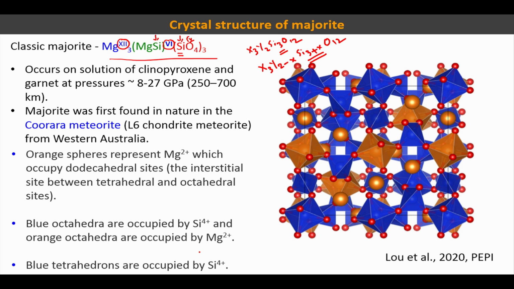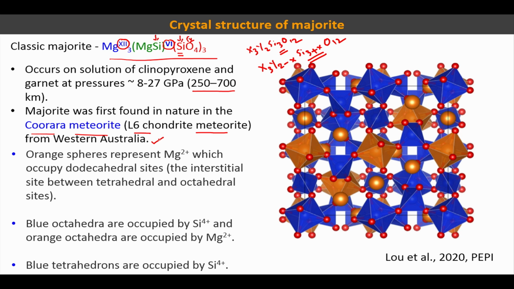This phase, majorite, is stable from 250 kilometers to 700 kilometers depth, and it was first synthesized in an experiment and later found in a meteorite, a very famous one known as the Coorara meteorite. This is an L6 chondrite meteorite, and it was found in the western part of Australia.